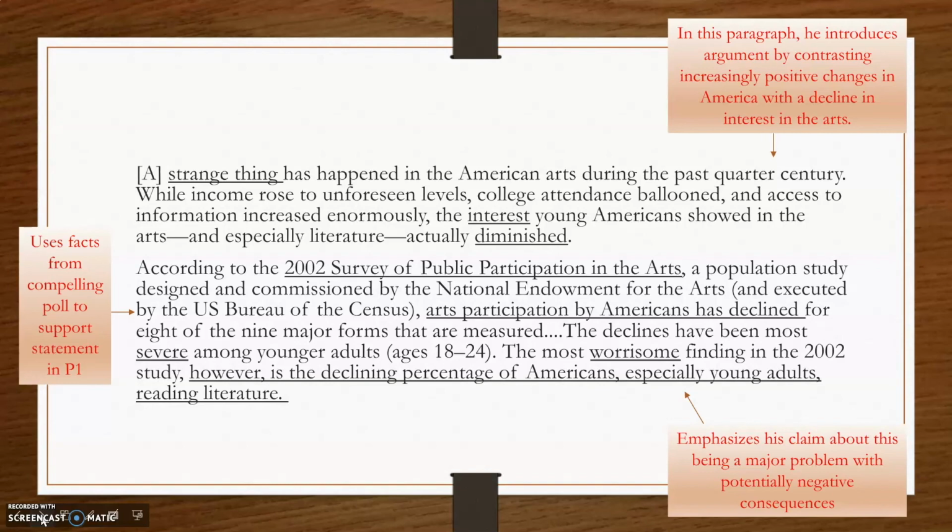As we move on to paragraph 2, the author then uses facts from the compelling poll, the survey of the public participation in the arts, to support his statement in paragraph 1 that interest in the arts is diminishing. And finally, he closes paragraph 2 by emphasizing this claim about this being a major problem with potentially negative consequences by calling it a worrisome finding and restating the claim that interest is diminishing.